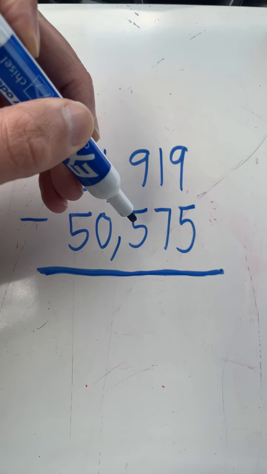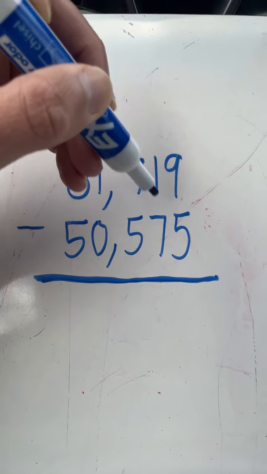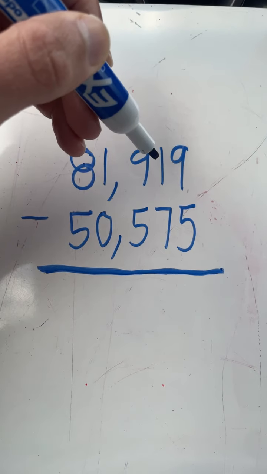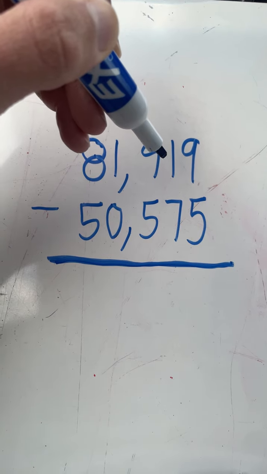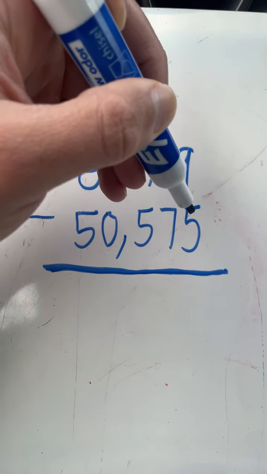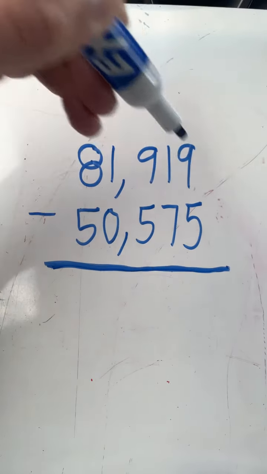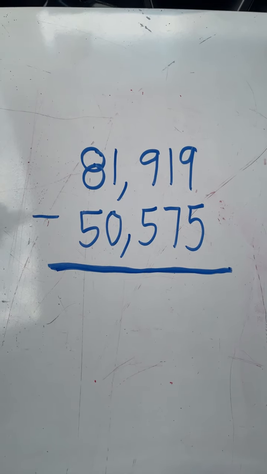9 is bigger than 5. No regrouping needed in the hundreds place. 1 is not bigger than 7. You cannot start out with 1 and take away 7. So there is regrouping needed in the tens place. And 9 is bigger than 5 also. So again, no regrouping needed in the ones place. So the only place that needs regrouping for this problem is the tens place.